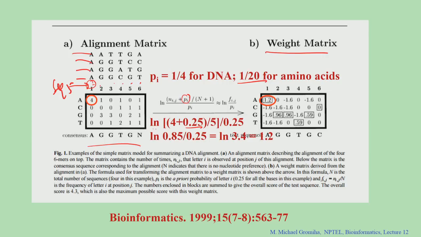So, in this case you can get the values: this equals ln of (4 plus 0.25) divided by 5, right, normalized with this pi, that is equal to 0.25. You do the calculations, this equals 0.85 divided by 0.25, this equals logarithm of 3.34, this equals 1.2. So, this is the number. For example, if you take this 0, what could be the value in the weight matrix? This is 0 plus 0.25, right, divided by 5, then the whole thing normalized with 0.25. So, finally, you get the value of minus 1.6, right.